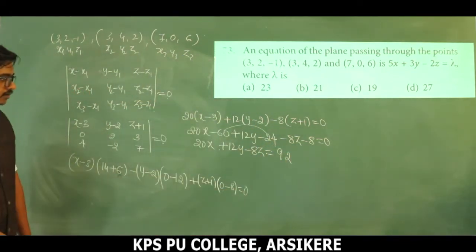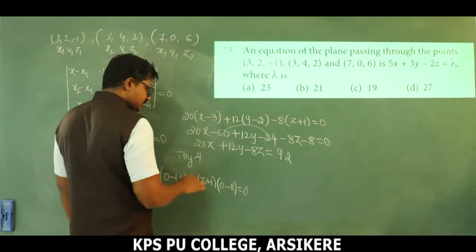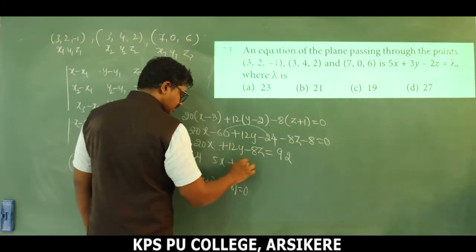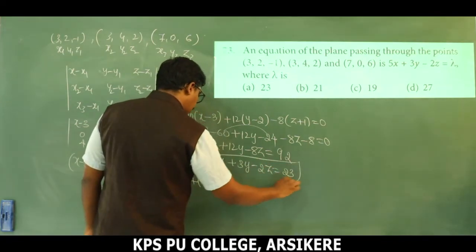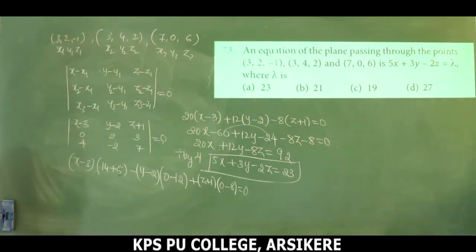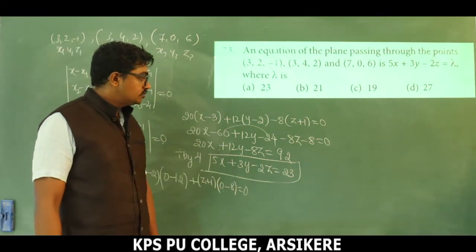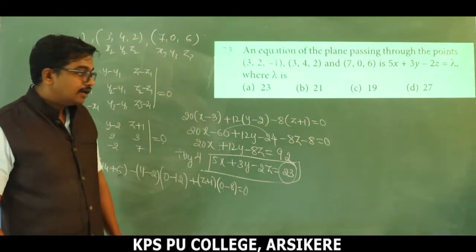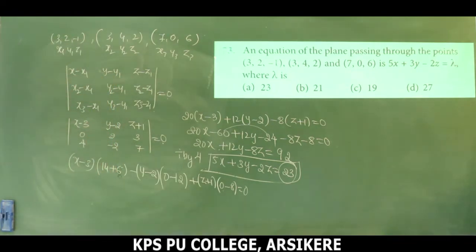Just observe here, 4 is common, right? Divide by 4. This term becomes 20 divided by 4 is 5x, 3y minus 2z is equal to 23. When you divide by 4 throughout this equation, we get 5x plus 3y minus 2z is equal to 23. So just compare with the given equation. What they have given here: 5x plus 3y minus 2z is equal to lambda. Therefore lambda is equal to 23. This is our answer. Lambda is equal to 23. Option A is the right answer. Take a pause and note down.